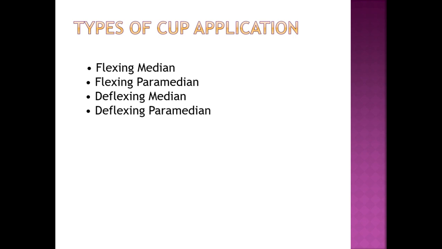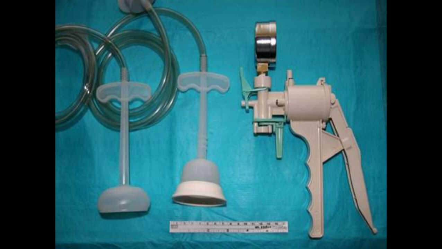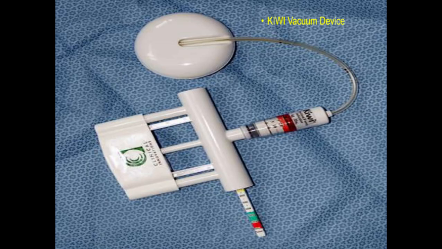What are the types of cup application? We can use it in flexing median, flexing paramedian, deflexing median and deflexing paramedian. This is the soft and silastic types of the vacuum extractor. This is the Kiwi vacuum device, widely used in many hospitals nowadays.